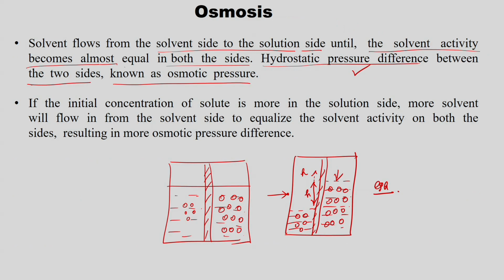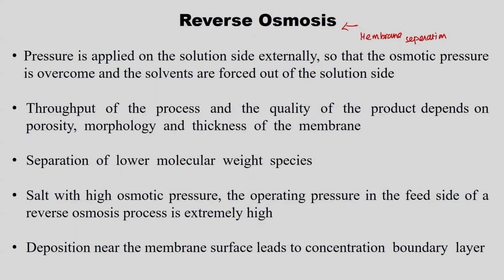What we have done in osmosis is, from the solvent side the solvent moves to the solution side. Here we are developing an osmotic pressure. Now externally the pressure is applied, which has to overcome this osmotic pressure. If that is the case, then the solvent diffuses back from the solution side to the solvent side. That is what reverse osmosis is. Pressure is applied on the solution side externally, so that the osmotic pressure is overcome and the solvents are forced out of the solution side.